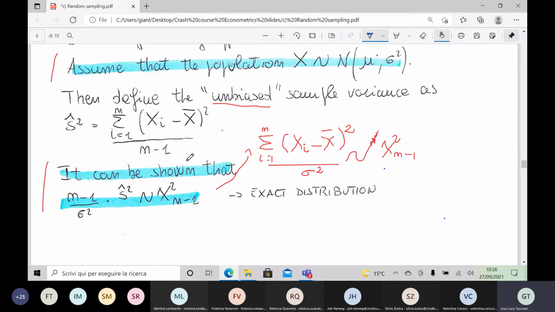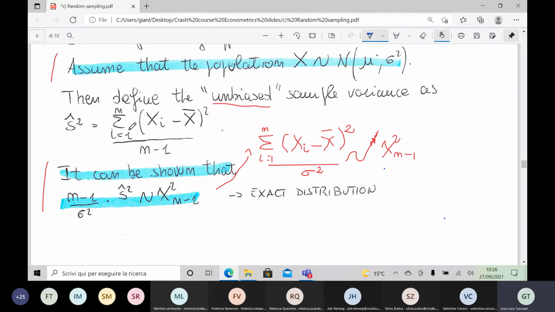But for the moment, I want you to realize that S hat square is a function that depends on capital X1, capital X2, capital Xn, and also on capital X bar. So it's a function of a random sample. So it's a random variable.